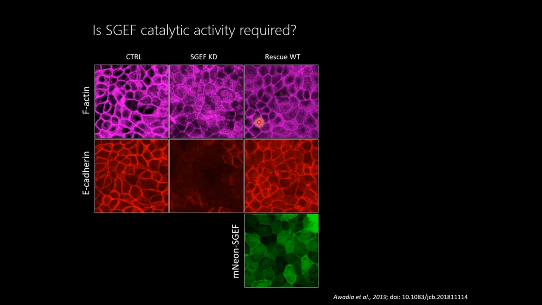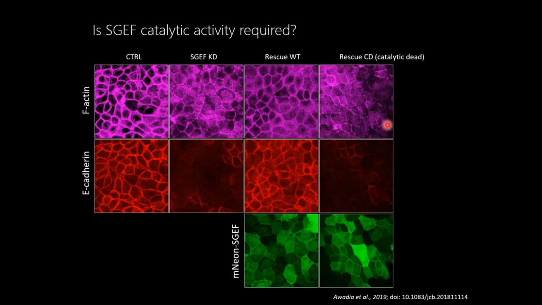So to analyze the role of the activity, we did another rescue experiment in which we rescue with SGEF, but with a construct of SGEF that is mutated in the catalytic domain. It's what's called catalytic dead, so it cannot activate RhoG. Everything else in the molecule is the same, but it doesn't have catalytic activity. So if the catalytic activity is important, then this construct shouldn't be able to rescue the expression of E-cadherin. And it doesn't. So the answer is yes, the catalytic activity is important, because when we put this construct, we cannot rescue the expression of E-cadherin.